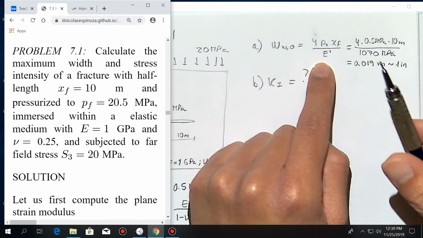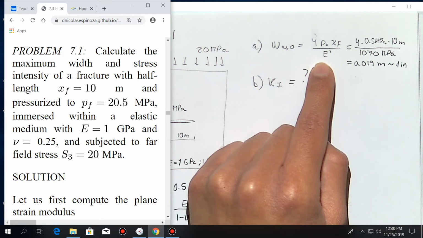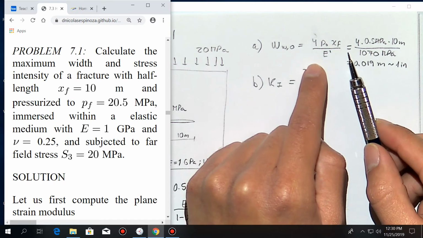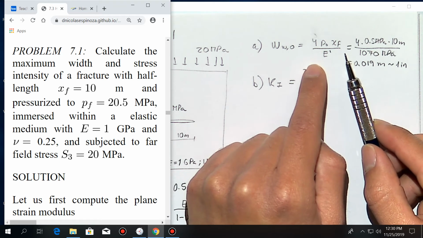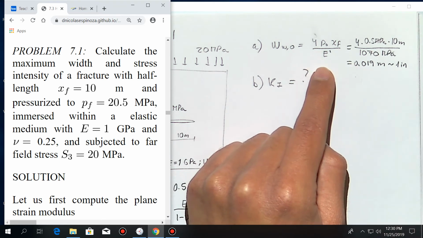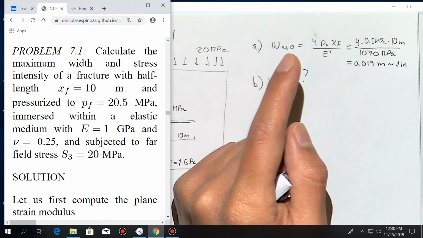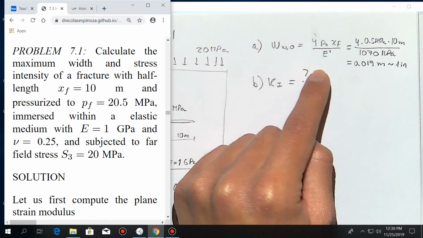So if you have a fracture length of, let me think, I don't know, 100 feet, then this is going to be divided by more or less 1,000. That's going to be the width of the fracture. So the slenderness of the fracture is more or less 1,000 for rocks. If the length is 1,000, the width is going to be 1. These fractures are very, very thin.